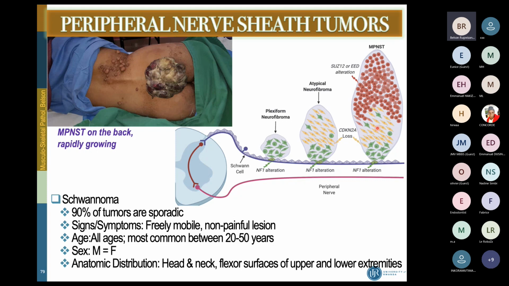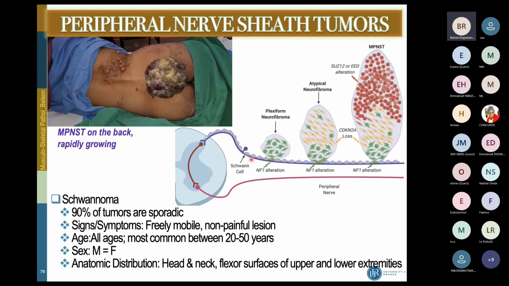So we must exclude other soft tissue tumors. Then we do markers which show they have a neuro component. Then we confirm it is. And you see the mutations which happen, especially NF1 mutation and the CDKN2A loss. Most common is the schwannoma.